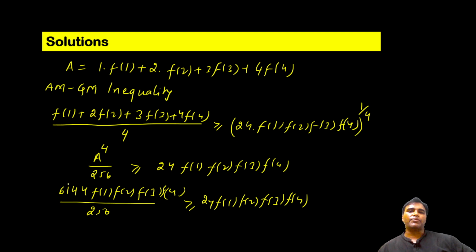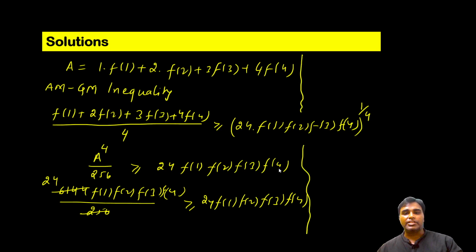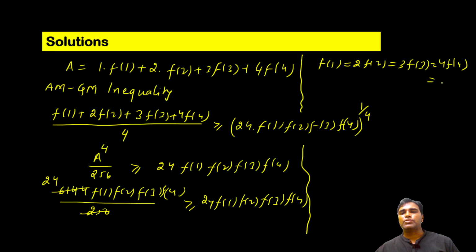So basically what happens now, this 24 cancels, right? So now LHS is equal to RHS, the inequality holds with equality. And whenever equality holds in AM-GM, we already know the concept, the numbers are equal, meaning F1 equals 2F2 equals 3F3 equals 4F4. And if all of these are equal, I will take it as lambda.